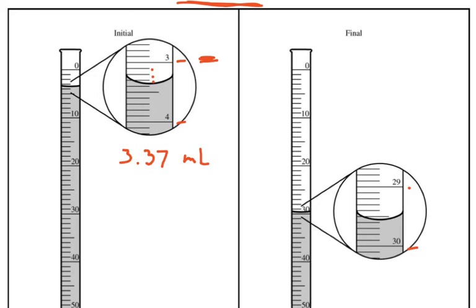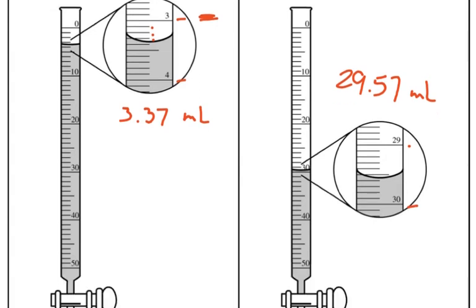Okay, in fact, so it says 29, and I know it's between 0.5 and 0.6, so I can say 29.5. And again, I think it looks like it's about the same place. So 29.57 milliliters. So if we want to get a volume, then it's always final minus initial. So I have 29.57 minus 3.37.